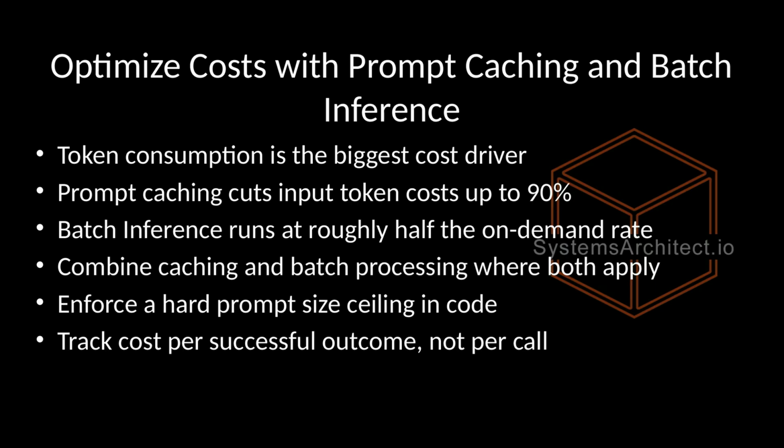Enable prompt caching for repeated system prompts and context to cut input token costs by up to 90% and route real time optional workloads to batch inference at roughly half the on demand rate. Combine both wherever they apply, since the savings stack. Set a hard prompt size ceiling in code and track cost per successful outcome, not per API call.